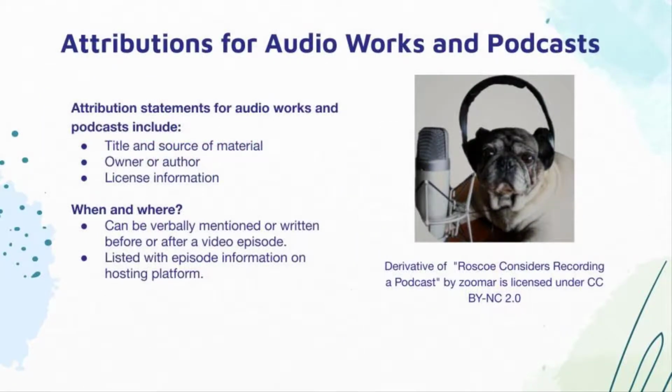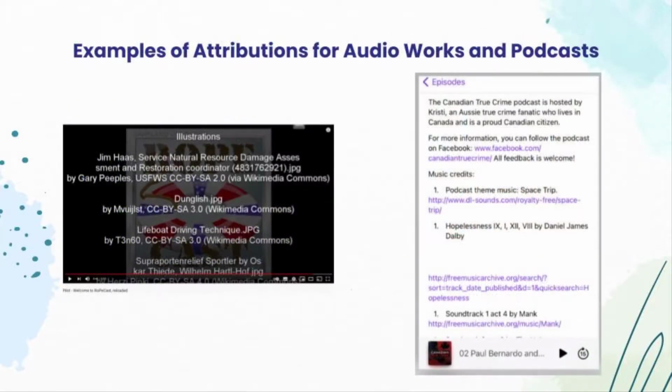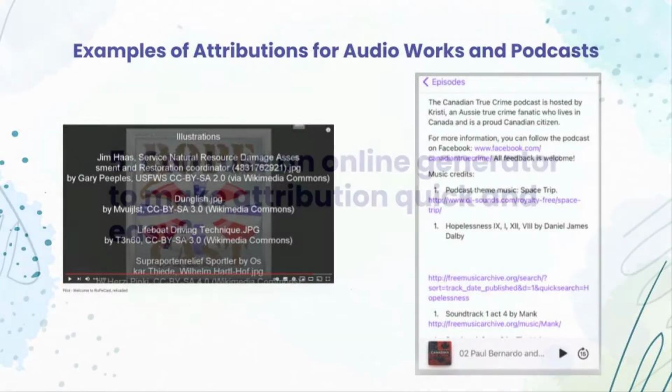When providing attribution for an audio file or podcast, you must mention the title and source of your material along with owner or author as well as any license that applies. This information is generally published at the source where the podcast or audio file information can be found. Attribution for a podcast episode can be verbally mentioned before or after an episode. It should be listed with the episode information on the hosting platform.